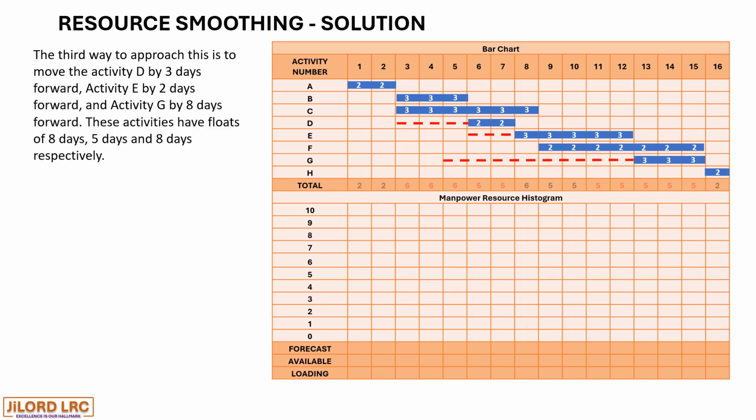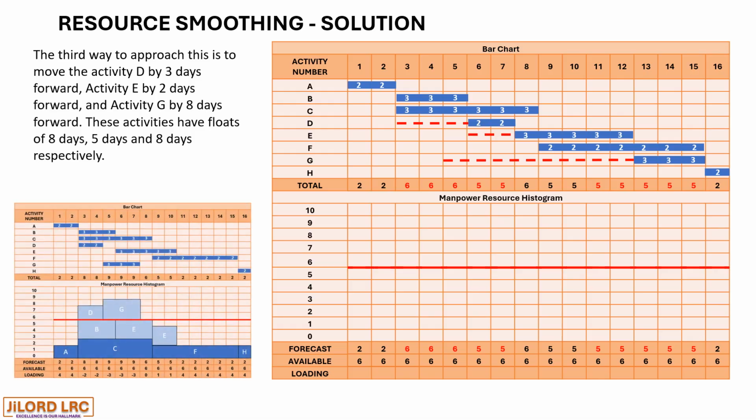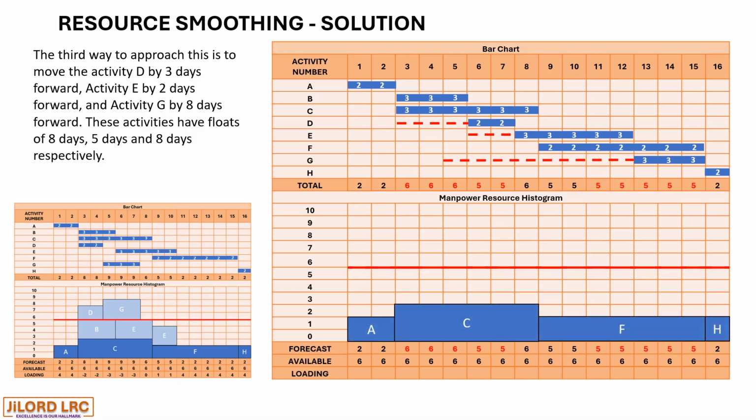So we have the total resources for the duration of the project. Let us have that in our forecast. Available resource limit is 6. And let us draw all the bars or the histograms on the critical path first, and we compare with the previous chart. So we have A, C, F, and H being critical activities.